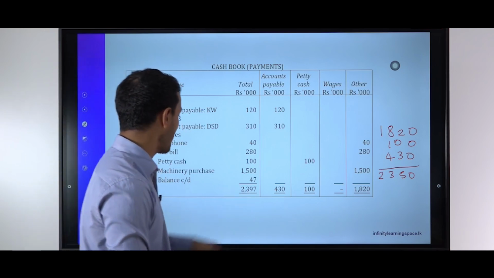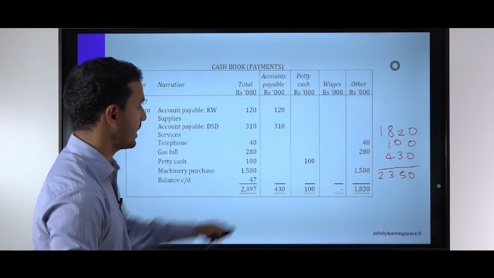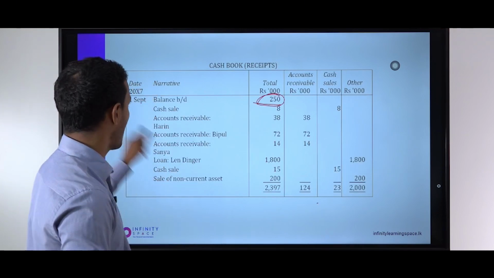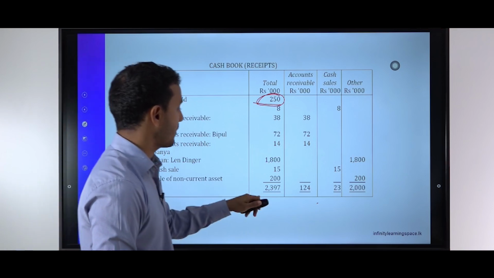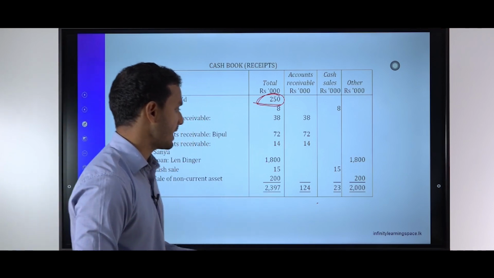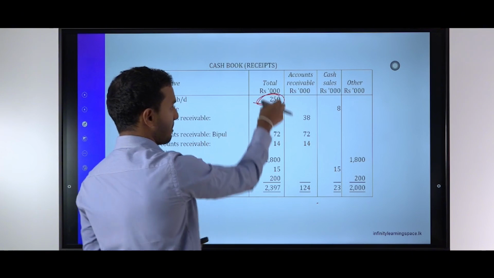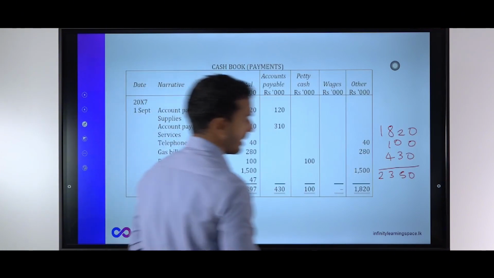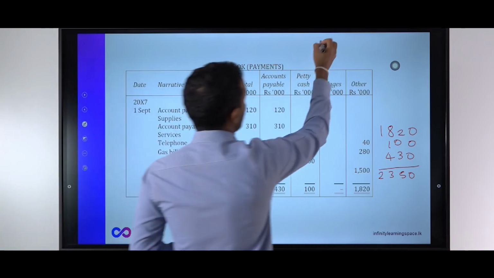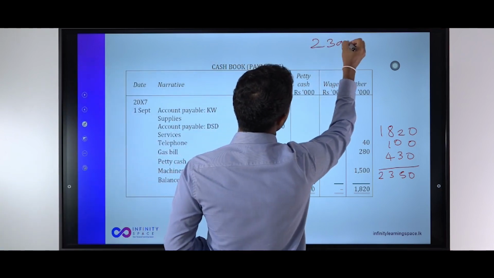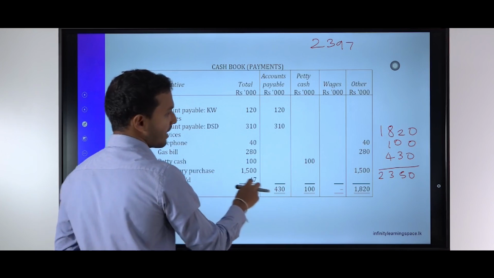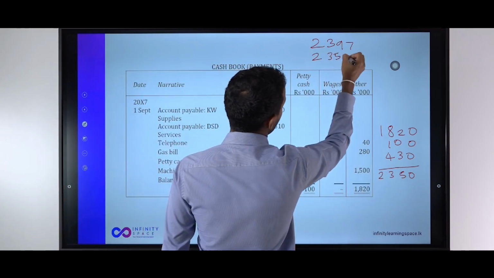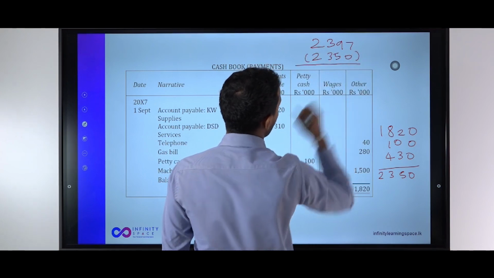But what is this value here? Now, during the month of September, or on the first day of September, we had an opening balance and then we also received these amounts of money. So altogether we have 2,397. That's the amount of money we have, 2,397. Then during the same day, we have made payments of 2,350. So how much money do we have at the end of the day?